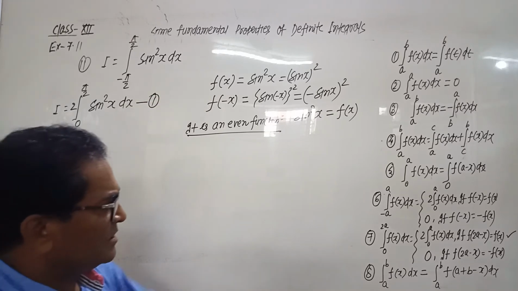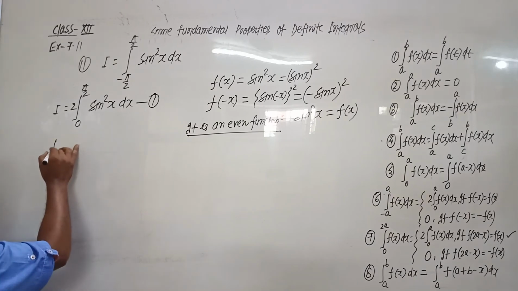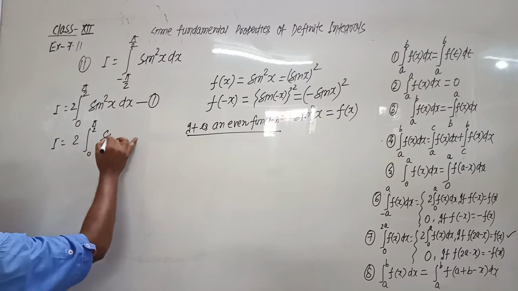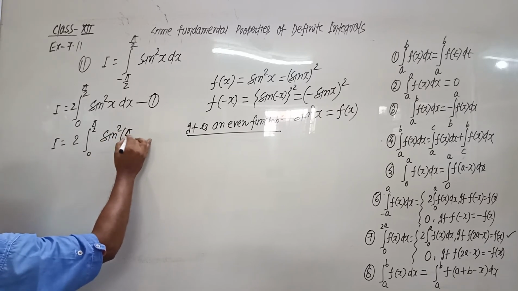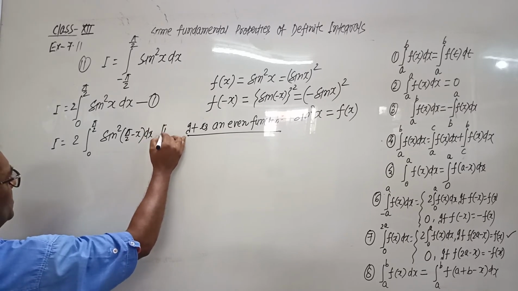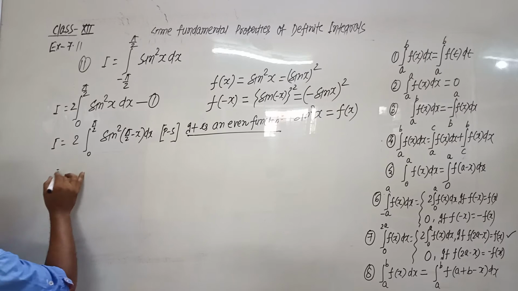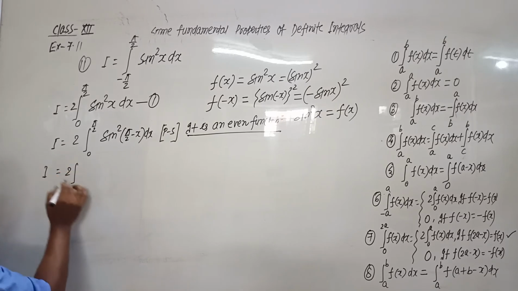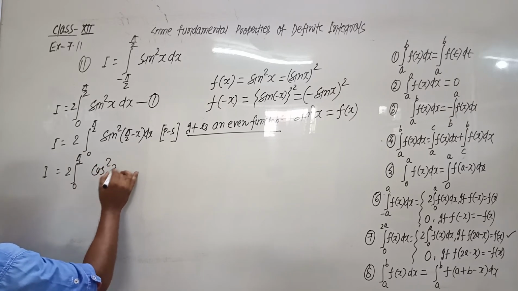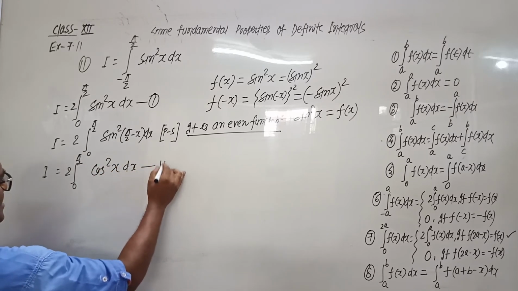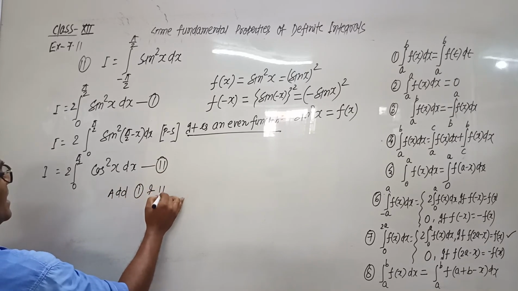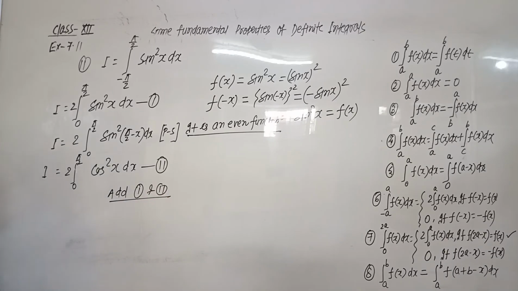Now use the property 5. So I equals 2 times the integral from 0 to pi by 2 of sin square of (pi by 2 minus x) dx. We are using property number 5. So this becomes 2 times the integral from 0 to pi by 2 of sin (90 minus theta), which is cos theta, so cos square x dx. Now add first and second.